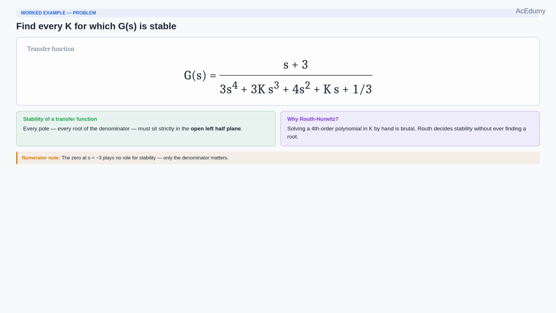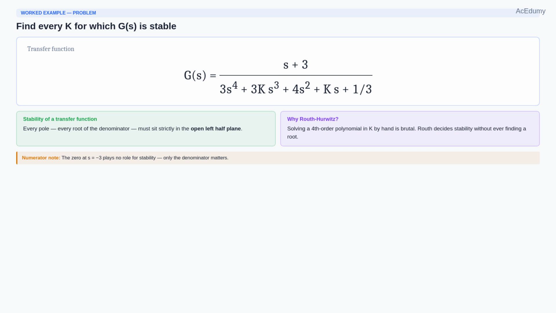Here is the problem. We are handed a transfer function G(s) = (s + 3) / (3s⁴ + 3ks³ + 4s² + ks + 1/3). Inside the denominator sits a free parameter k. Our job: find every value of k for which this transfer function is stable.